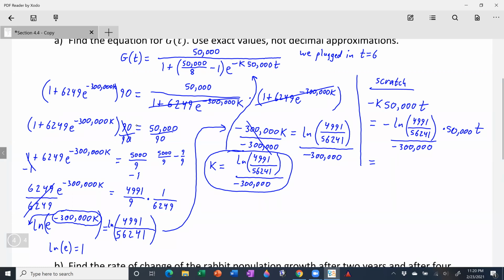We can do a little bit of simplifying here because the 50,000 is on top and the negative 300,000 is on bottom. And actually we do have negative over negative right there, so that's going to turn into a positive. So we have natural log of 4991 divided by 56241, and then 50,000 over 300,000. You can type that in, or it looks like it's going to reduce to 1/6. So 50,000 divided by 300,000 reduces to 1/6. I'm going to write it right here, divide by 6 now, and then there's the t. That was my scratch work just to find out what the exponent on the e looks like.